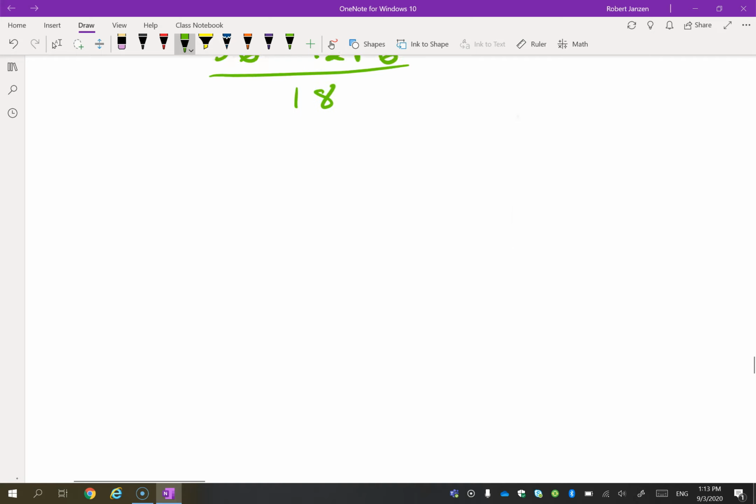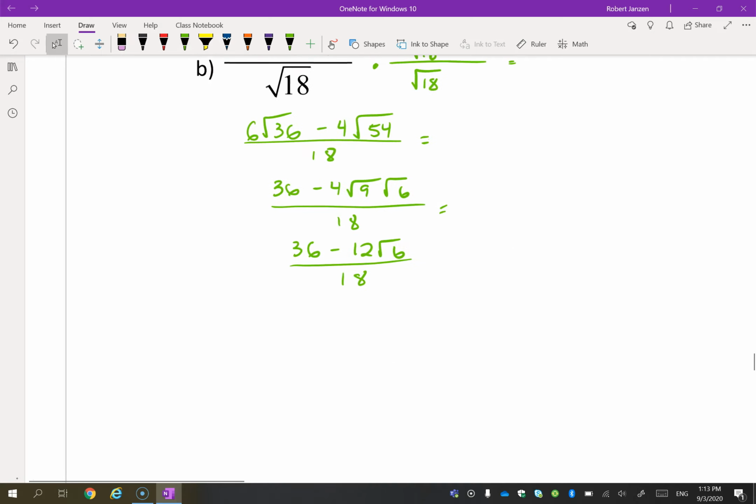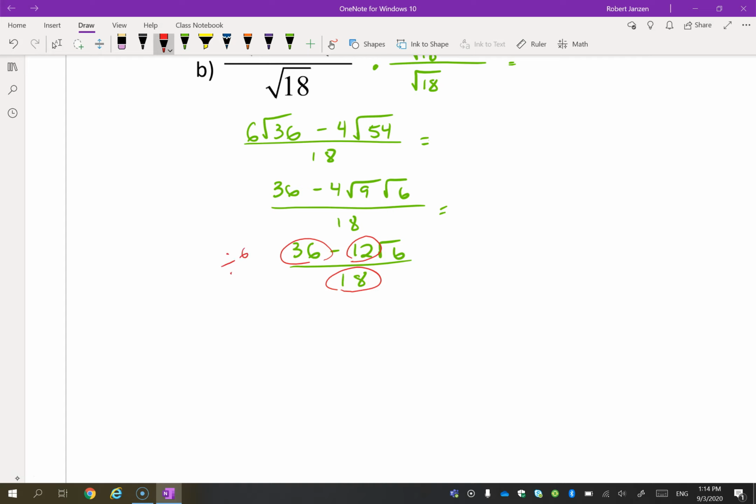Now that is complete, but we have a problem. The problem is this can be reduced because I see a factor here and there, and 6 can go into each one of those. So I'm going to divide by 6, kind of like 6 over 6. It's reducing. If I divide 36 by 6, I get 6. If I divide 12 by 6, I get 2 root 6 over 3. And that's simplified.